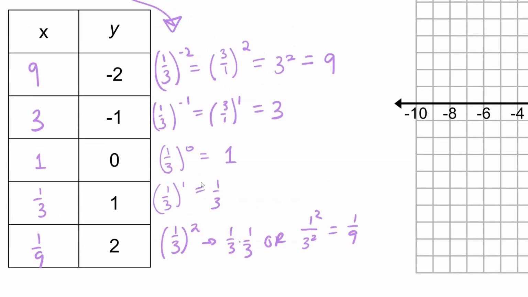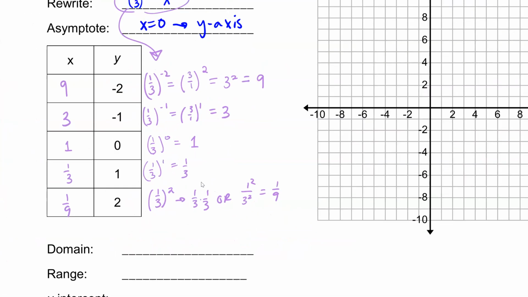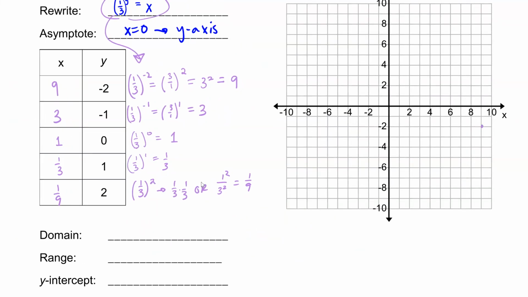All right, so at an x value of 9, my y is -2. So 9, comma -2. 3, comma -1. 1, comma 0. 1/3, comma 1. 1/9. So I'm getting really close. You can see the curve coming down. So this is logarithmic decay. It's a log function, and it's decaying, so it's getting smaller.